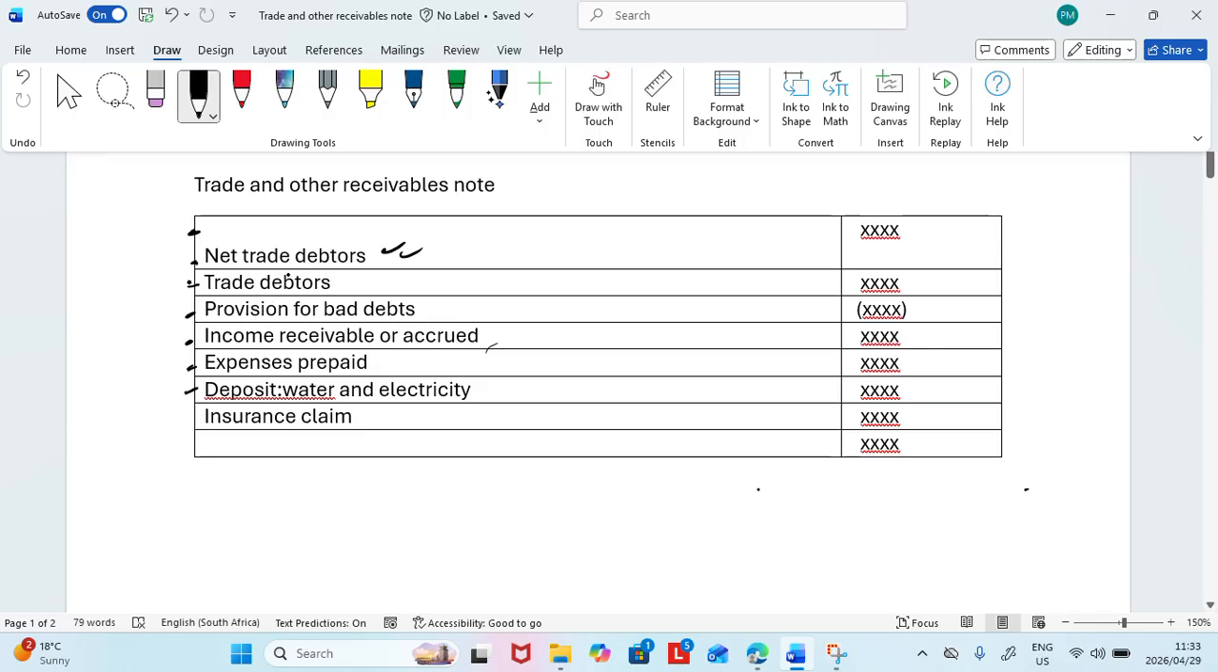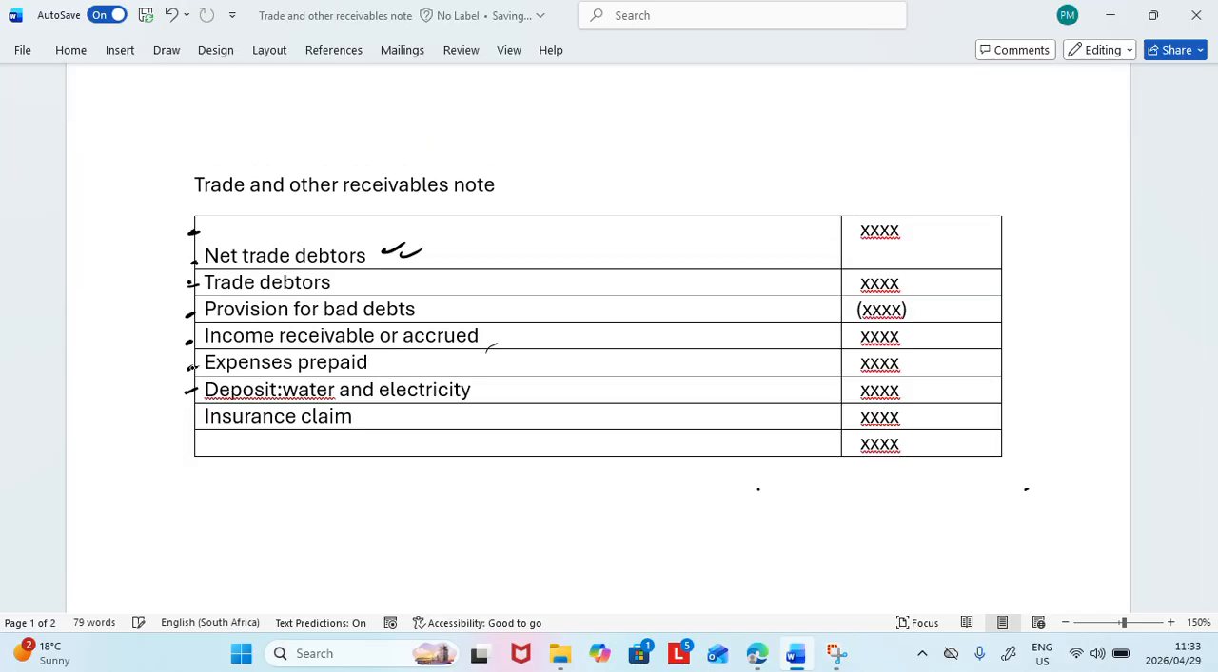How do we calculate net trade debtors? You are taking your trade debtors, your debtors control, minus provision for bad debts, and then you get net trade debtors. After you add income receivable, if we have any income that we're supposed to receive for the current financial year but not yet received, you add prepaid expense, an expense that was paid in advance for the next financial year.